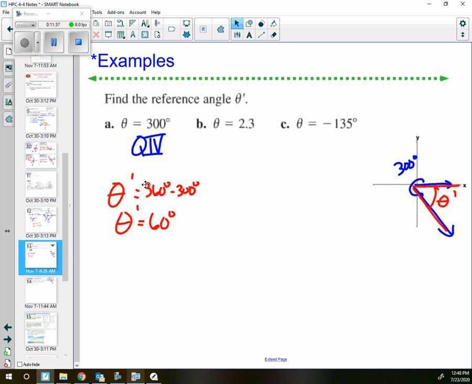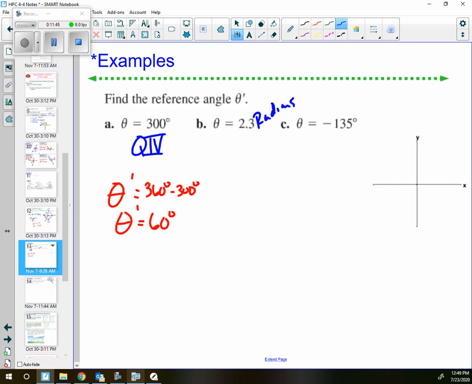Okay, how about 2.3? What units of measure is 2.3 in? 2.3 radians. There's no degree symbol, so I know it's in radians. You have to figure out what quadrant 2.3 would be in when I draw this. Now remember, halfway around the circle is pi, 3.14, starting here. Do you remember what that number was up there?